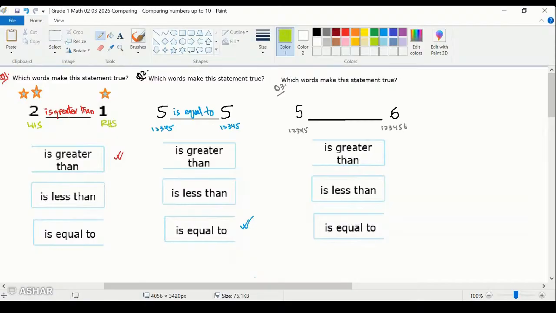So let's compare. If we cancel 5, 1, 2, 3, 4, 5, we cancel 5, 1, 2, 3, 4, 5. We are still left with a 1. Agreed? That means 5 is less than 6. Agreed? But if we change the statement and we say 6 and 5, now what should happen? For the next question, I'll do it in the next question.